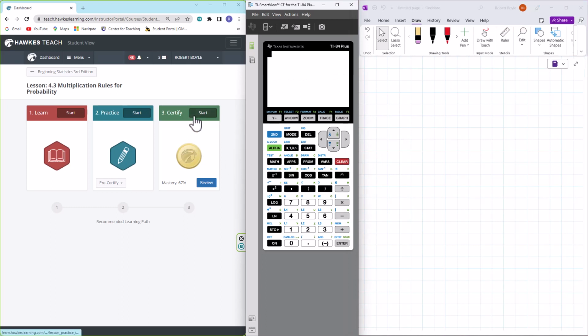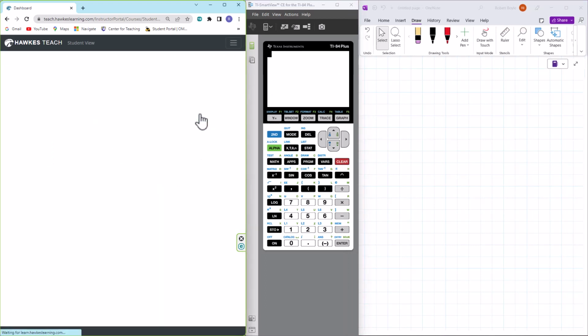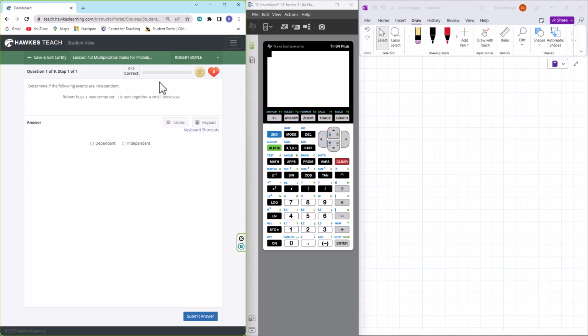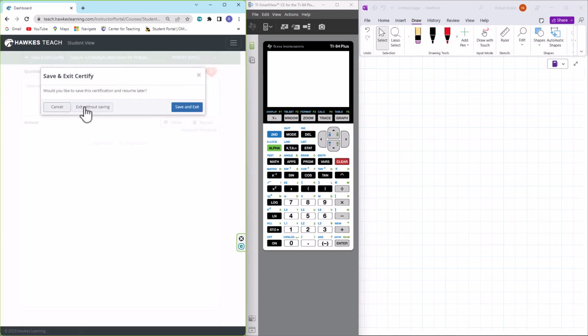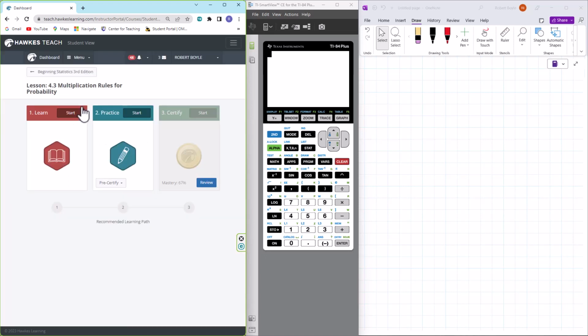And in Certify, what you gotta do is get 6 of 9 questions correct, and you will have certified. As long as you do that before the homework deadline, you will earn the grade of 100. If you don't, you'll earn a lesser grade once you eventually get it done.